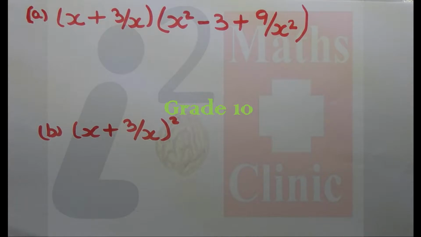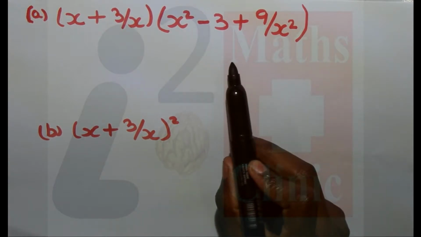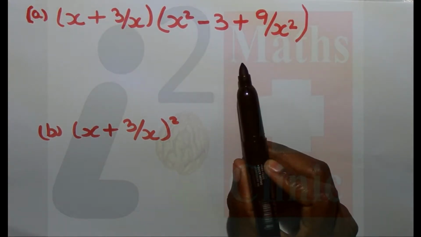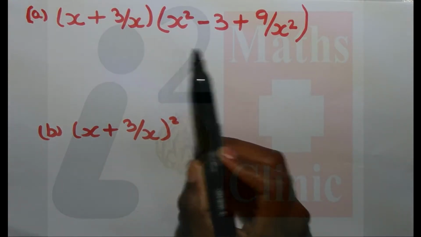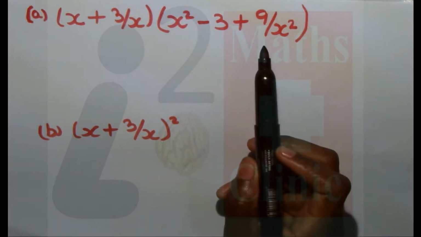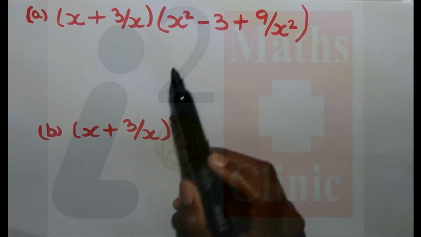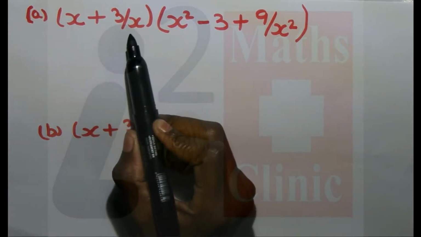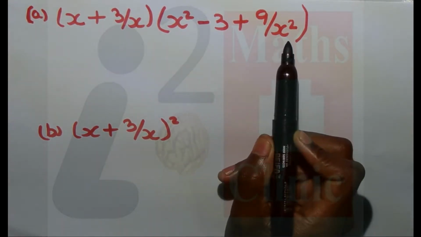Now the question is to simplify expressions, and this one is tricky because the expressions involve fractions. So some examples are best done on a product. There is a good fraction, and that's why these questions are different from the ones we've done before. So it's not x plus 3 over x, it's x squared minus 3 plus 9 over x squared.